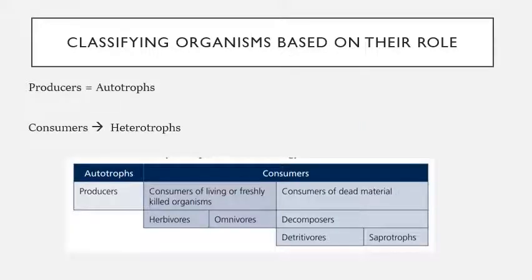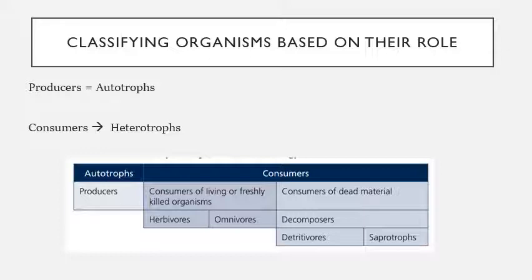So autotrophs make their own food, and we can think of those as the producers of an ecosystem. They're the things that are making the food for everybody else. Heterotrophs, on the other hand, are the things that are consuming organic molecules. Because we can think of them as only consuming organic molecules, we call them consumers. So these are, again, different roles that they have.